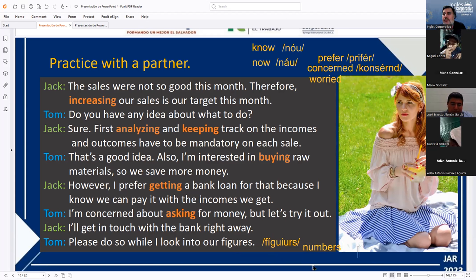Figures are numbers. Teacher, are they not squares, circles, triangles, and stuff like that? No. Those are shapes. Figures in English are numbers. If you say, I have a bad figure, no, I'm in bad shape. I'm in bad shape, not in bad figure. So shape is figura in Spanish. Figures are numbers, okay? Any other word?